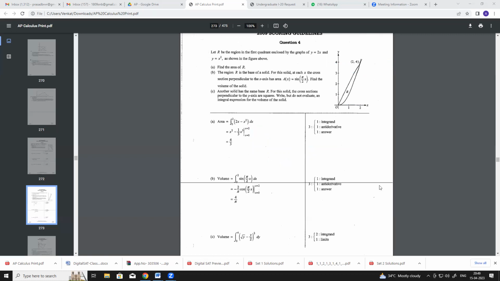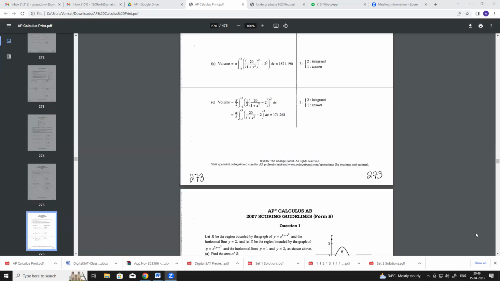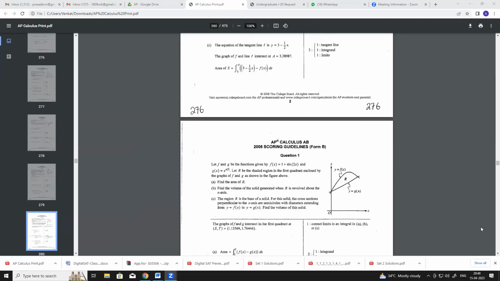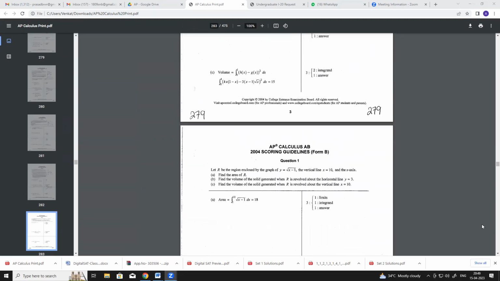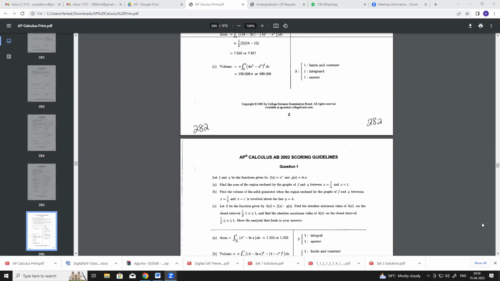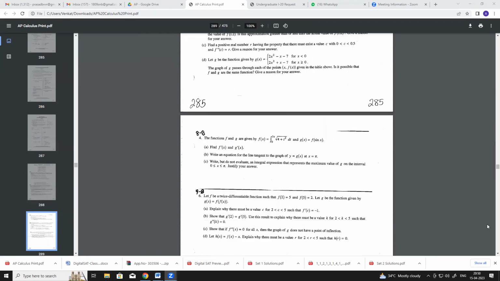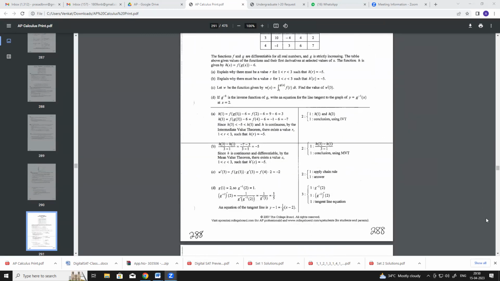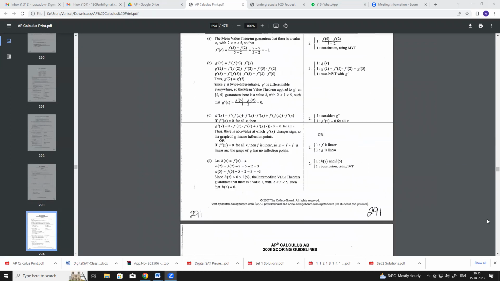So volumes you will do now. Volume questions, either parallel or perpendicular cross sections, disk method and washer method. You are going to get questions from these. Please solve them carefully so that you will be able to do any question related to that.